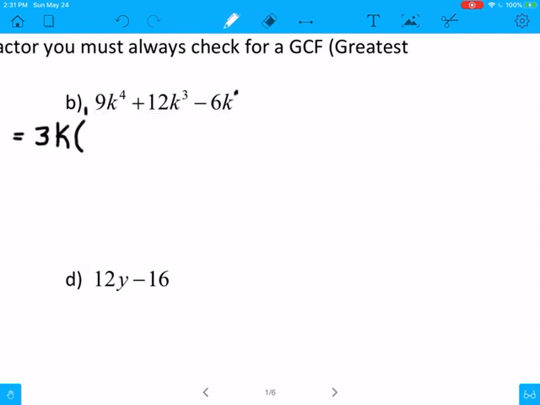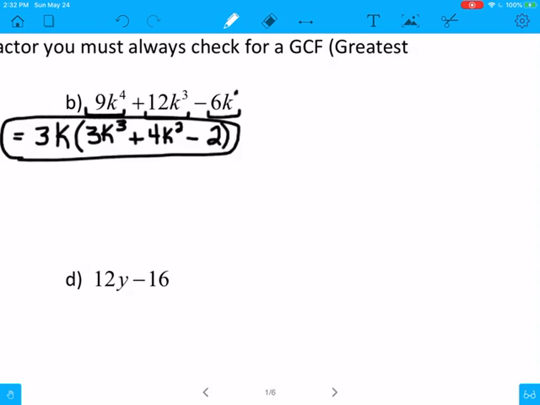So I'm going to take 3K out of 9K4. 9 divided by 3 is 3. K4, take out a K, I'm left with K cubed. Then a plus sign. Then what can I take out of 12K cubed? Well, 12 divided by 3 is 4. K3 divided by K means I take 1K out, so it's K squared, because you subtract exponents when you have a common base. Then a minus sign, and then 6K to the 1. So 6 divided by 3 is 2. K divided by K cancels all the K's out, and I'm done. That's it.